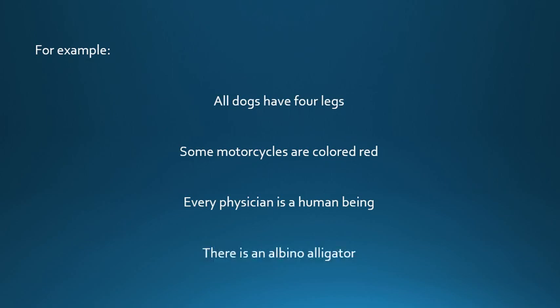And last example I have here, there is an albino alligator. So again, we see that phrase there is, implying that there has to be just some or one albino alligator. Not every alligator out there has to be an albino one. And as a matter of fact, there is an albino alligator out there right now. You can verify for yourself. So this quantified statement is true.